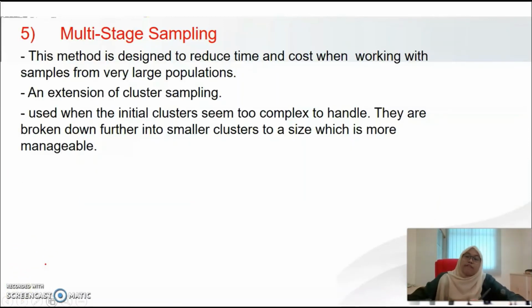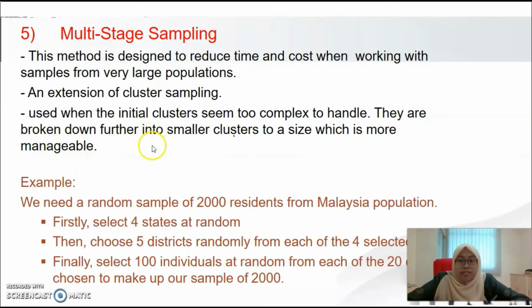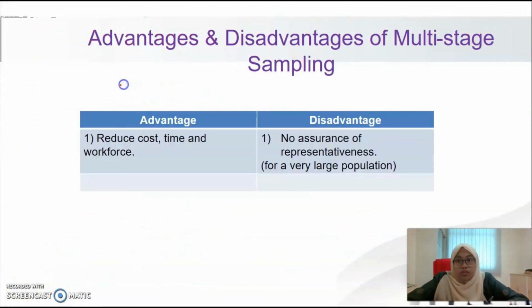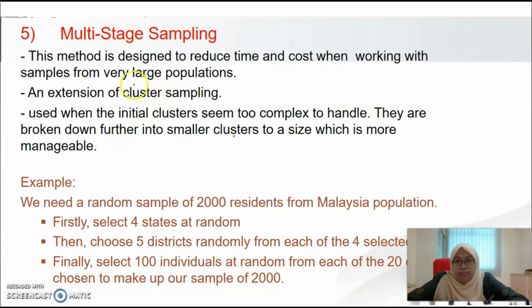Okay, next we have multistage sampling. So this is the last technique in probability sampling. This technique is an extension of cluster sampling. Multistage sampling is designed to reduce time and cost when working with samples from very large populations. It is used when the initial clusters seem too complex to handle, so they are broken down further into smaller clusters to a size which is more manageable.